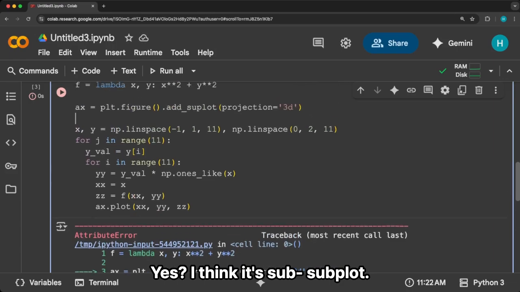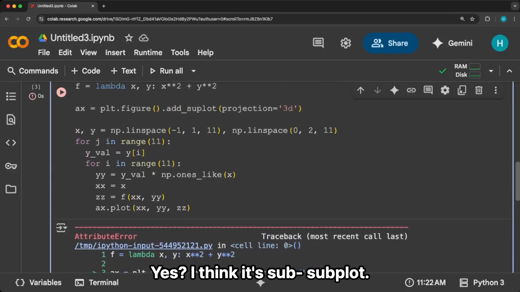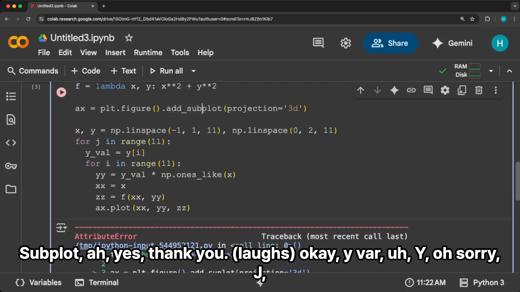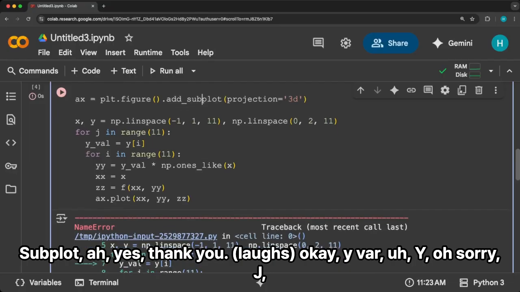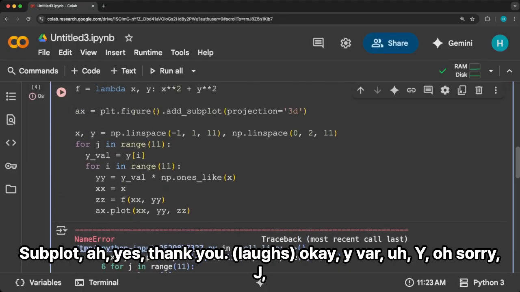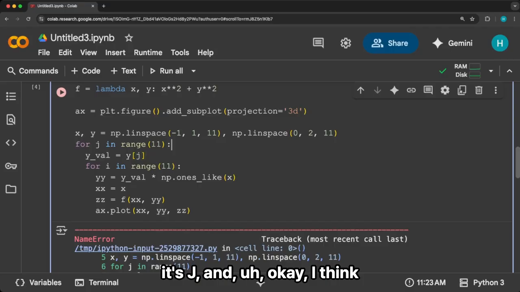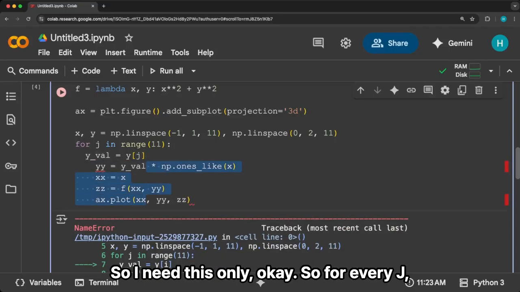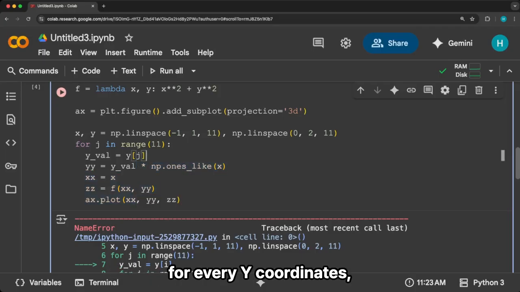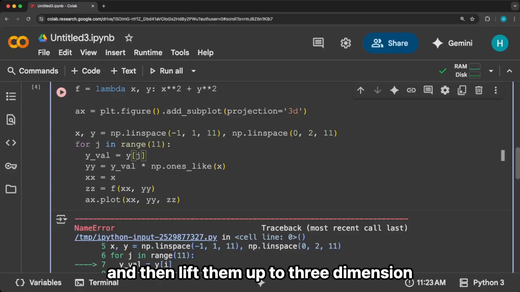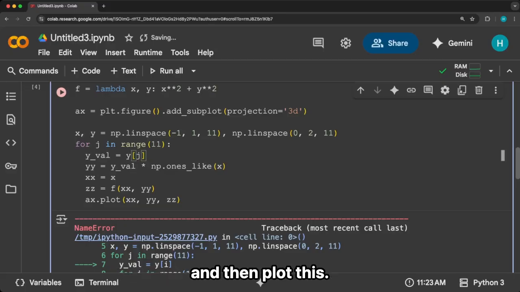Yes, I think it's plot. Thank you. Okay, y var, y. Oh, sorry, it's j. And I think I don't need this, so I need this only. So for every j, for every y coordinate, I take all these x coordinate lists and then lift them up to 3 dimensions and then plot this.